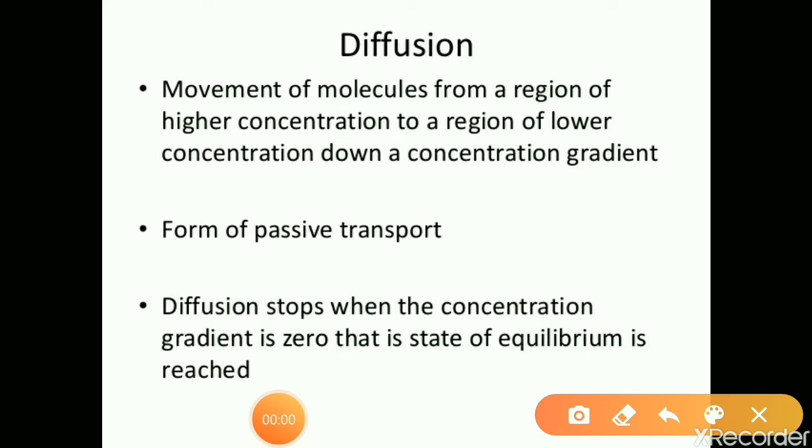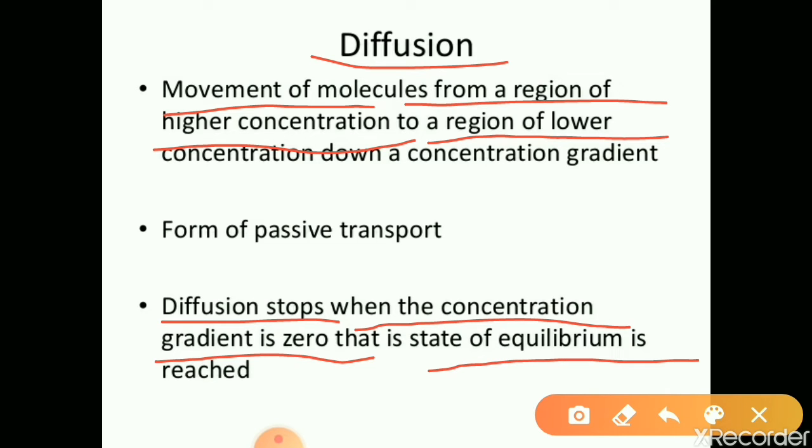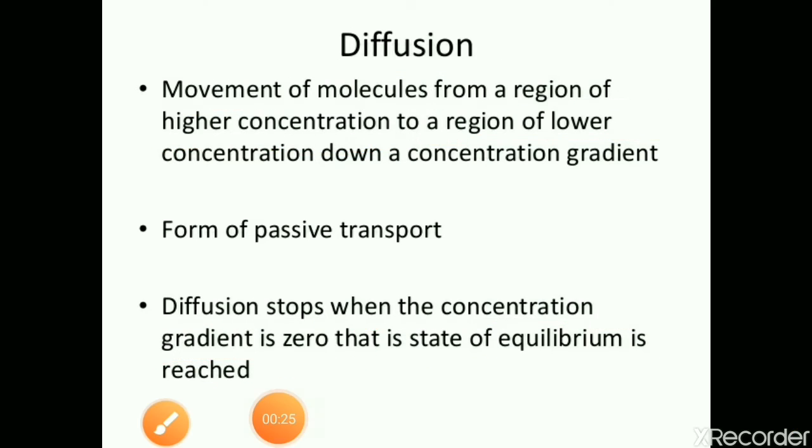Okay, next we can learn what is diffusion. Movement of molecules from a region of higher concentration to a region of lower concentration we can call diffusion. Diffusion stops when the concentration gradient is zero, that is, the state of equilibrium is reached.